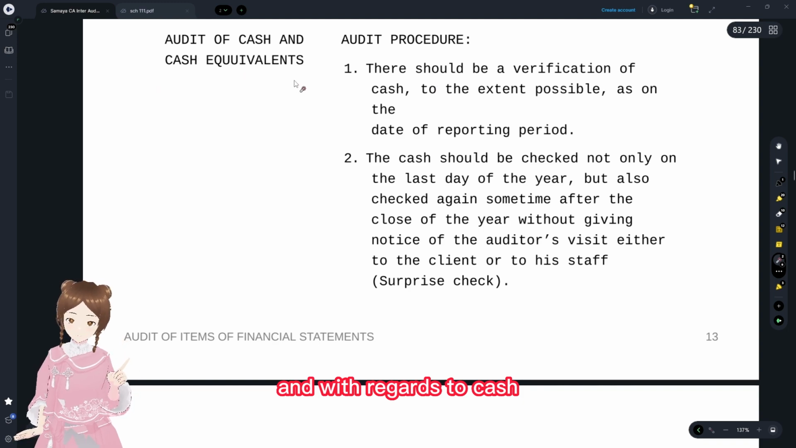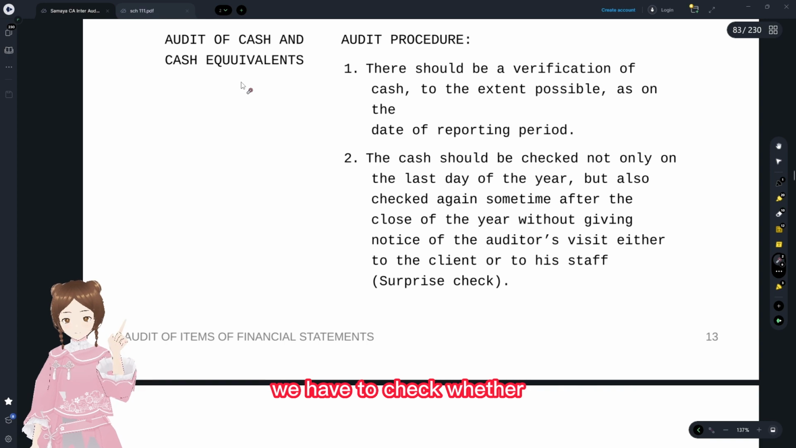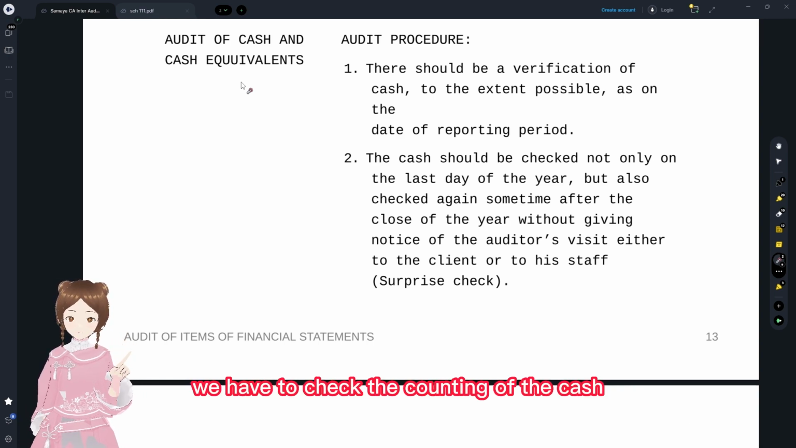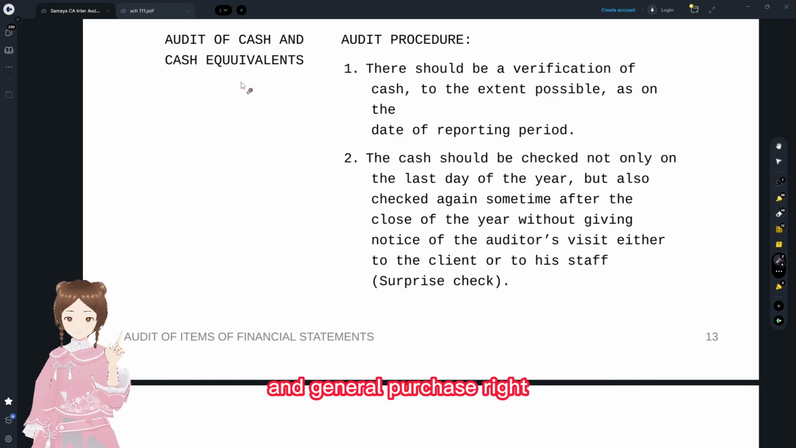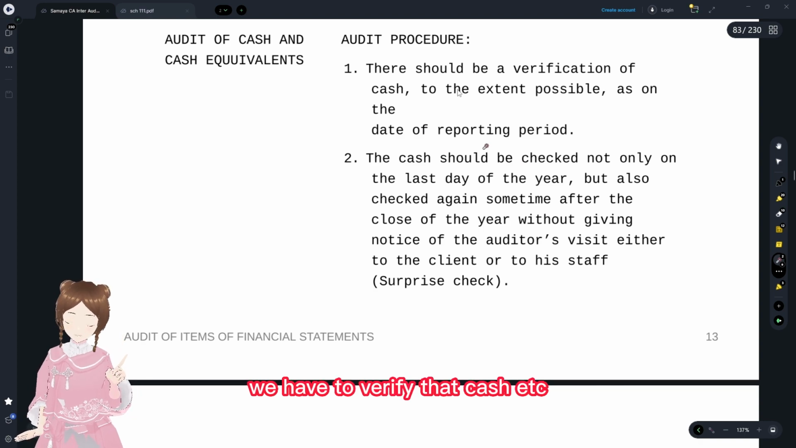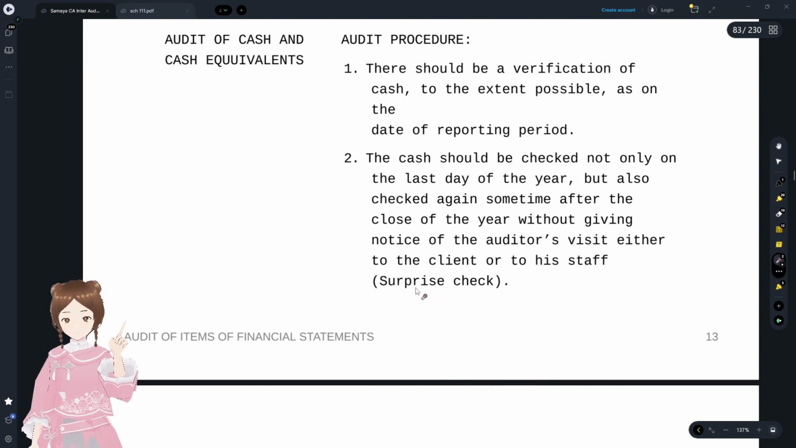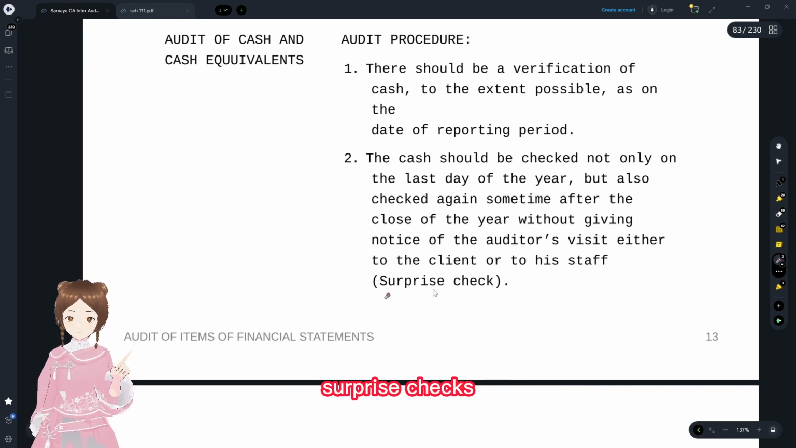And with regards to cash and cash equivalents, how do we usually check the cash? First, cash is the cash in hand. We have to check the counting of the cash with regards to the balance in the books of accounts and general ledgers. We have to verify that cash. And do we have to check with intimation or not? We have to check with surprise checks.